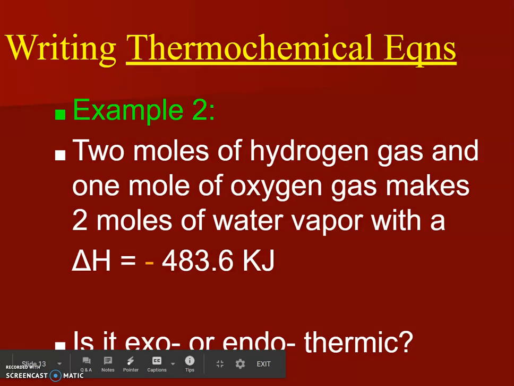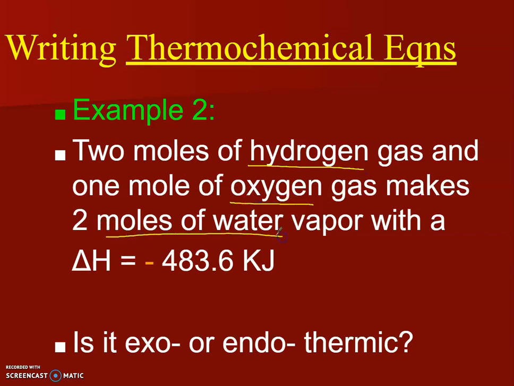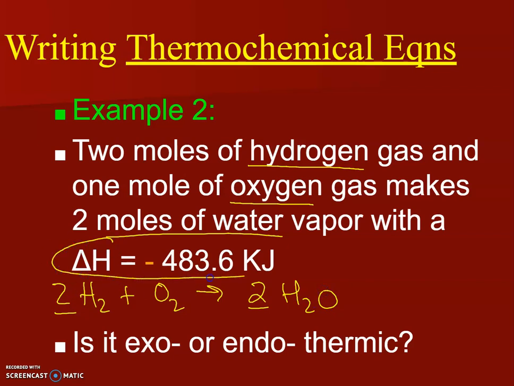Okay, so what if you end up seeing this, where you have 2 moles of hydrogen and 1 mole of oxygen to make 2 moles of water? H2 plus O2 make 2H2O. Now, it's going to have a delta H of negative 483.6 kilojoules. Negative values means it is exothermic, so I'm going to have it exit the system. I am going to add it over here.